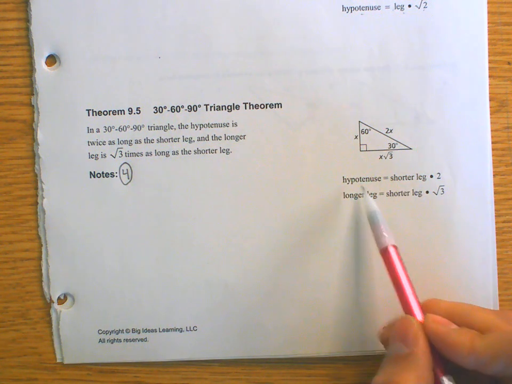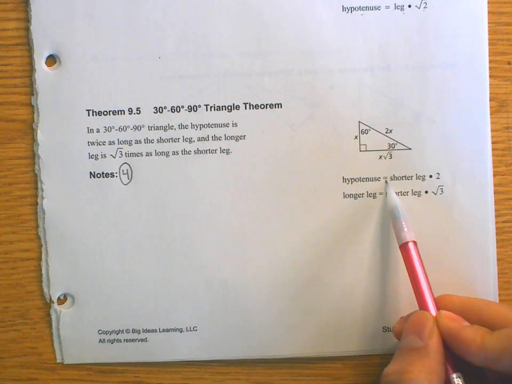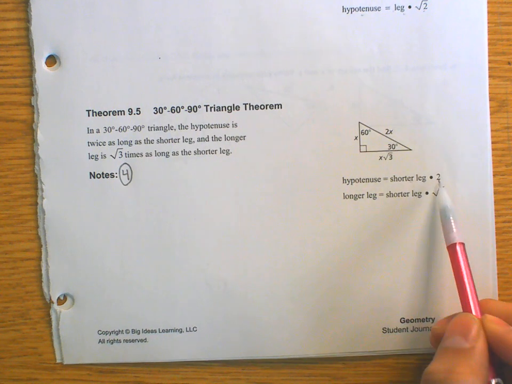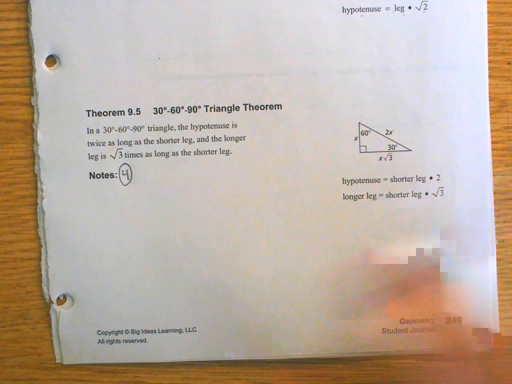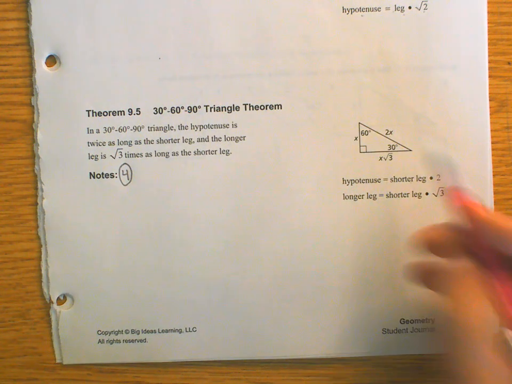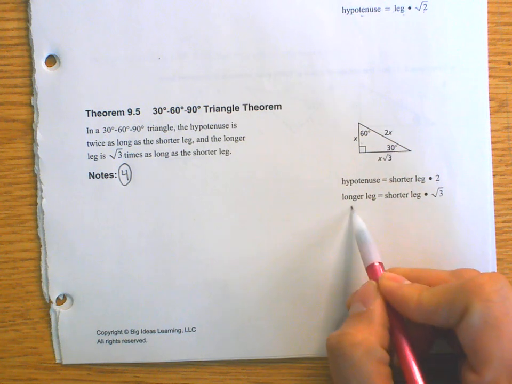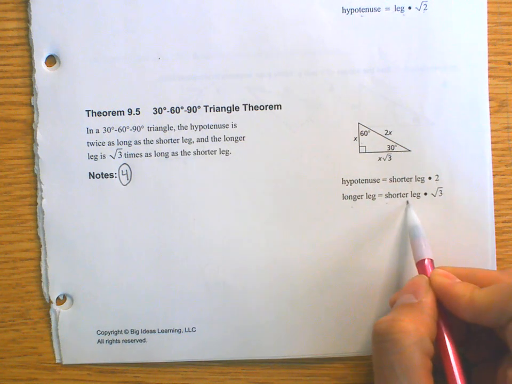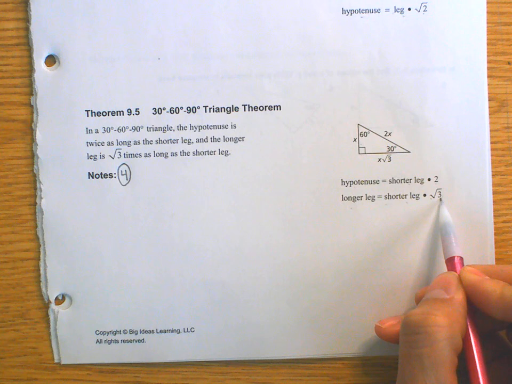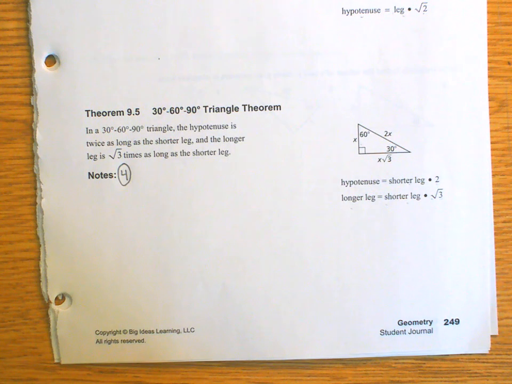The first one is that the hypotenuse is equal to the length of the shorter leg times 2. How do you know which one's the shorter leg? It's the one that is across the 30-degree angle. The longer leg is equal to the length of the shorter leg times radical 3. So depending on the information that you have will depend on which one of the two you're going to use.